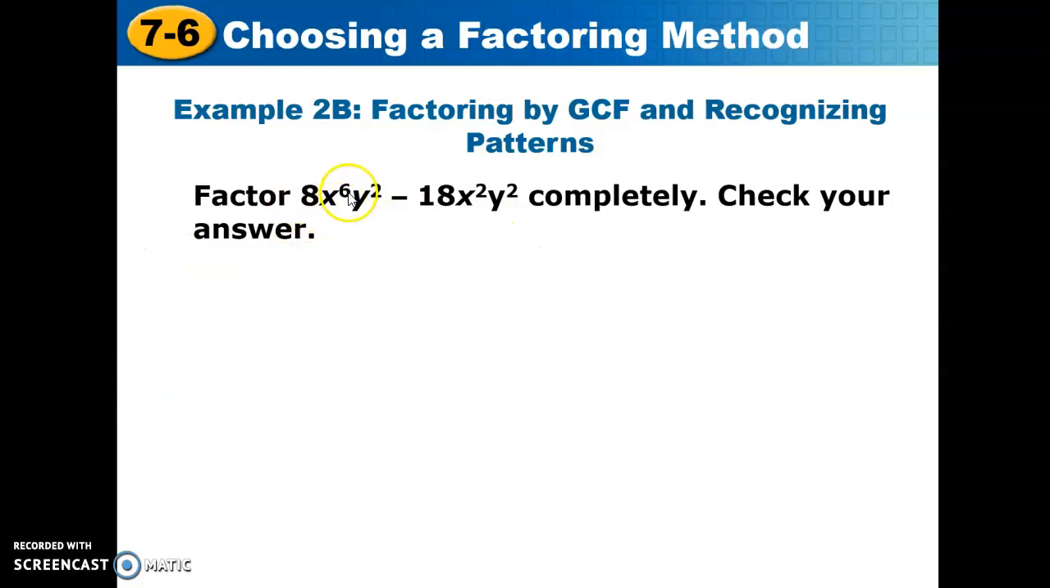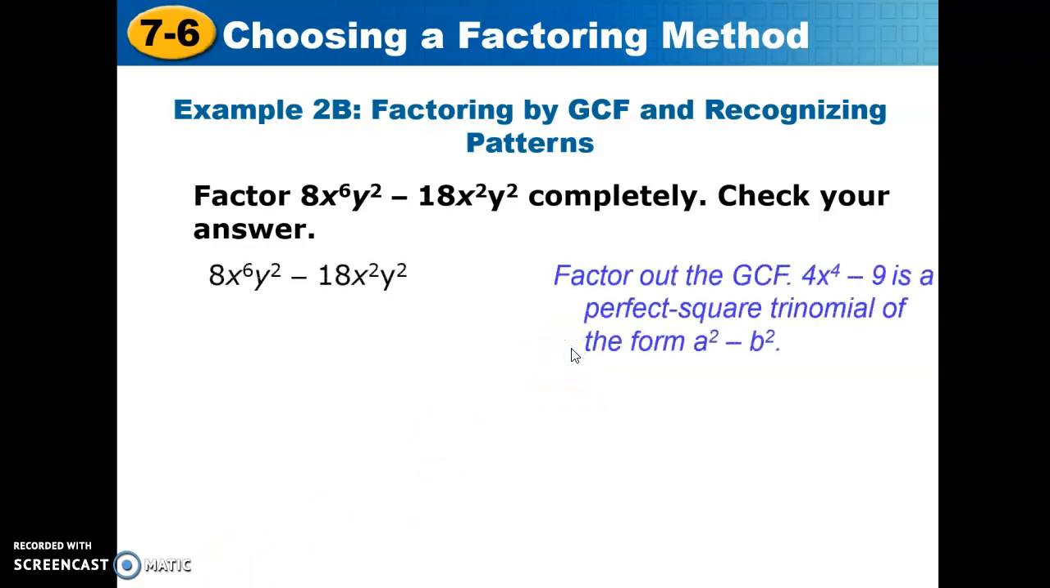We have 8x to the 6th y squared minus 18x squared y squared. Hopefully, again, something's jumping out at you. That looks a lot more than what we're normally used to. 8 and 18 have a GCF of 2. There's also x's and y's in both terms. So we can actually factor out a GCF of 2. Okay, so the GCF of 8 and 18 is 2.